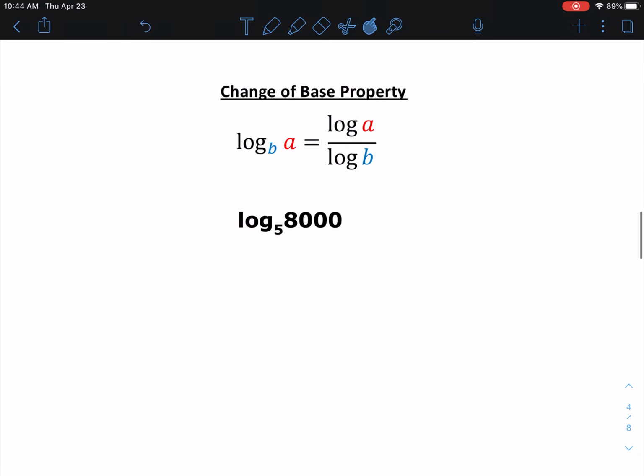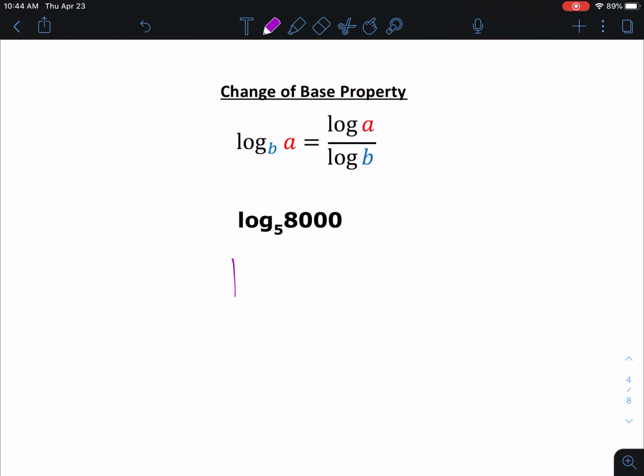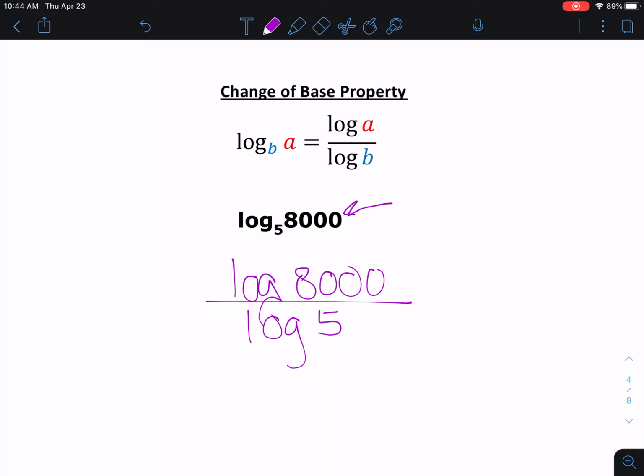Okay, so change of base property, the one we just mentioned, you already know, but just to quickly review that, when you're using change of base, you're going to go log 8,000 divided by log 5. Remember that this number is a little higher, so that's how I remember that that goes up on top. And then this is your base, it's a little bit lower, it goes on the bottom. That's kind of how I remember it.